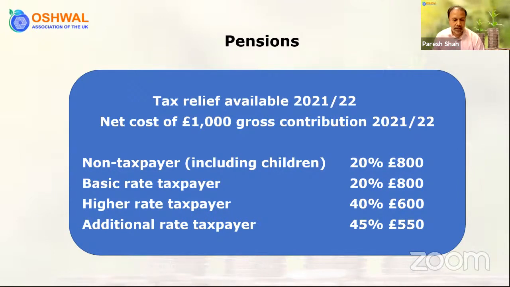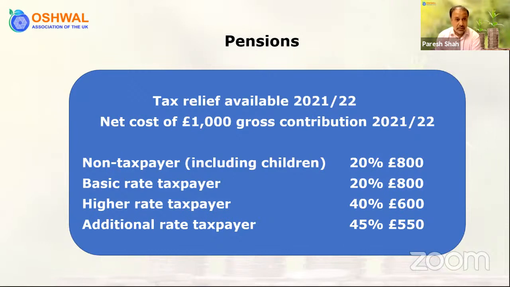Pensions are, again, a very useful tool of saving money for your future. The government and HMRC have made it more attractive for people to save money towards a pension. So if you're a basic rate taxpayer, you will get 20% tax relief. So every £1,000 that you put into a pension, £200 will come from the revenue, HMRC.